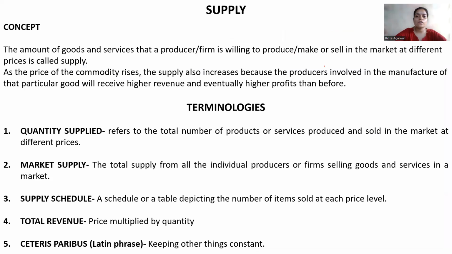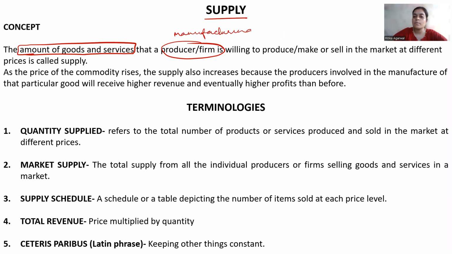So let's see the definition of supply. What is supply? Supply is the amount of goods and services that a producer or a firm, you can also take a manufacturing firm here, or a business firm, a producing firm, is willing to produce or make. We can also use the word grow. That means anything that is produced in the market and sold in the market at different prices.